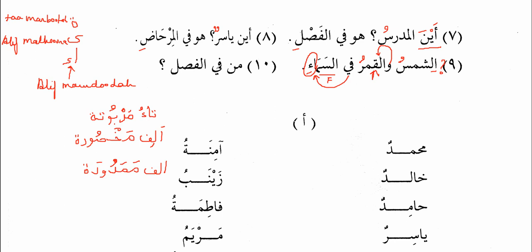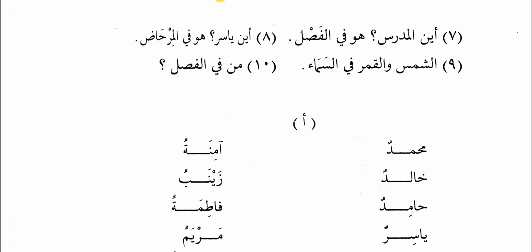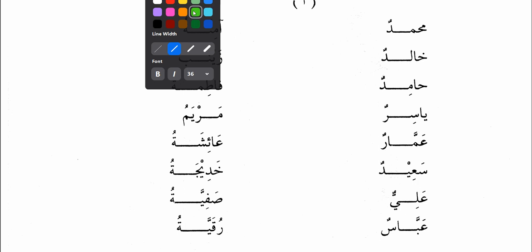And man fil fasli, who is in the class? Let's see the male and female names here. Okay, so Muhammad, what is Muhammad? It's a masculine name. And since you see the tanween, as I have explained before, it is an Arabic name. So I will write an A before it to know that it is an Arabic name.